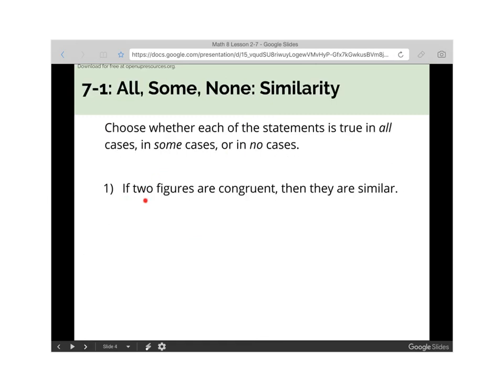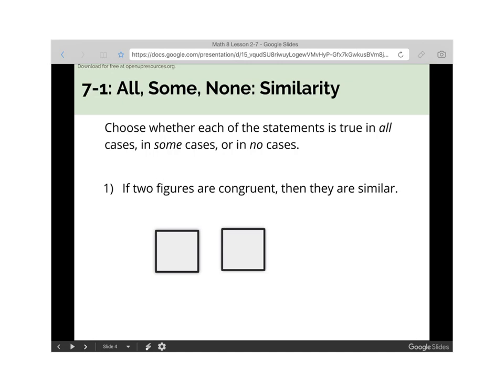First one, if two figures are congruent, then they are similar. Do you think this is true in all cases, some cases, or no cases? Let's take a look at these two squares below. These are congruent squares because they match up perfectly.